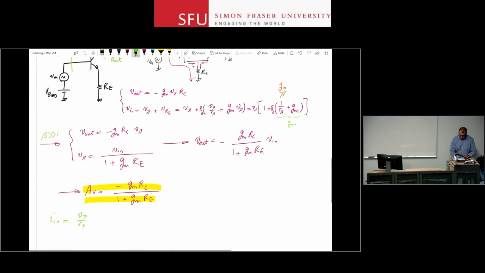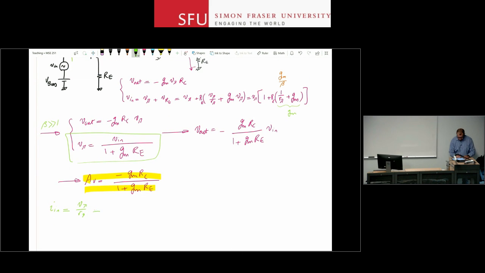And I've already done the analysis, used this equation that I have from before. So it is V in over R pi times 1 plus GM RE. Okay, so I already have a relationship between V in and I in. If you would like, just go and attach a test source Vx to your input and calculate Ix. I'm making my life a little bit easier. I'm careful about it, but from time to time you can do this.